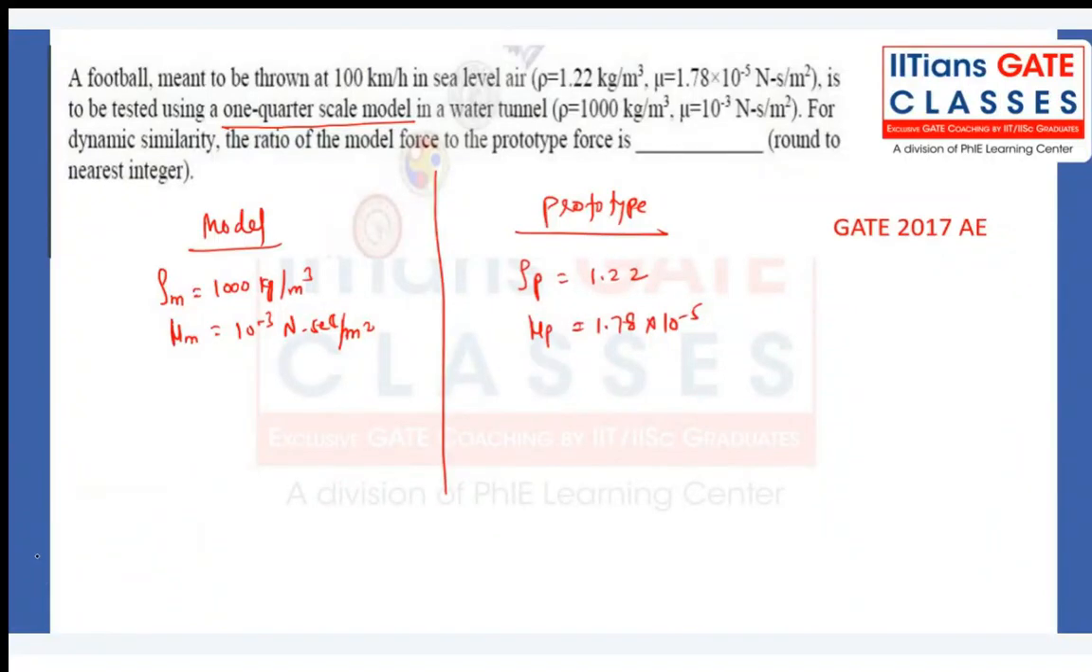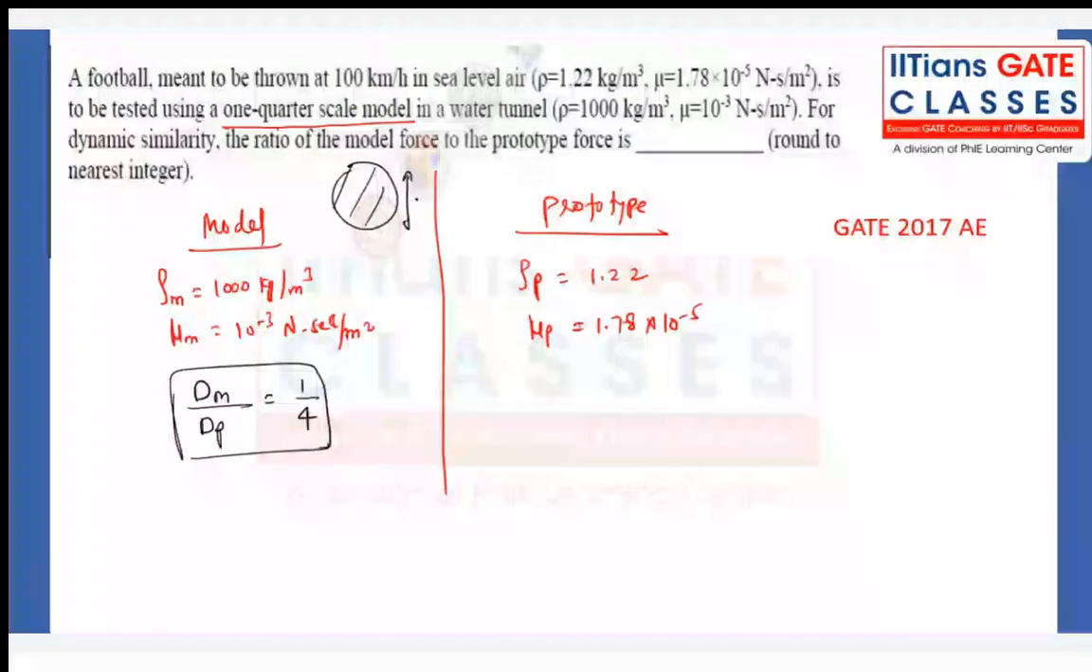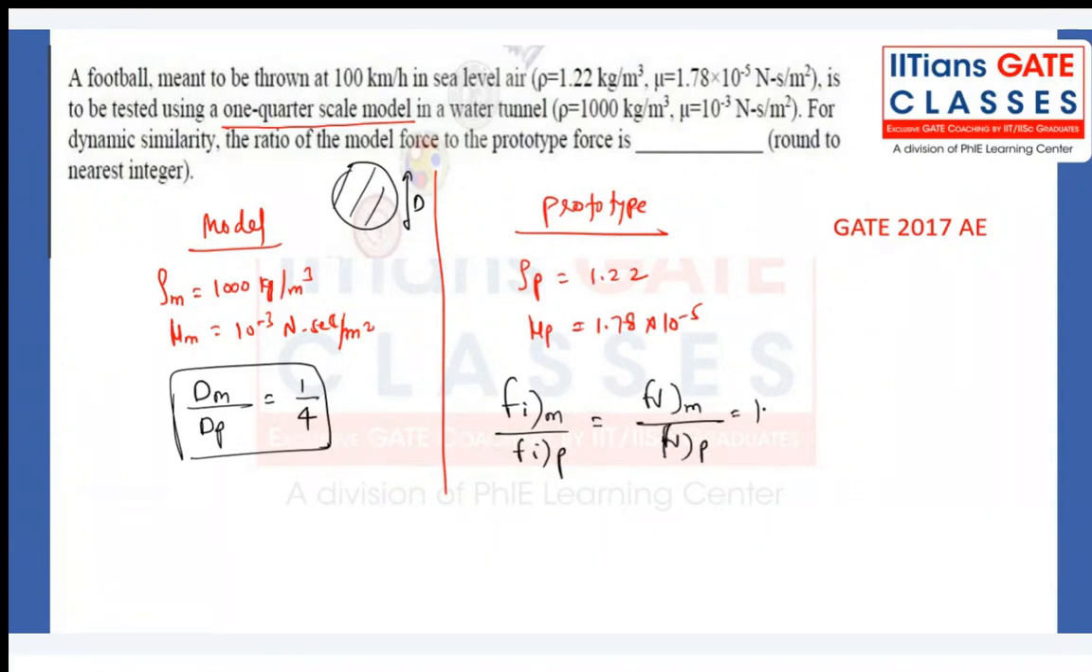Now, what they have mentioned is that the scale model, that means diameter of model to diameter of prototype, is 1/4. Whatever the diameter of the football is for the model and prototype, the ratio is 1/4. The ratio of the model force to the prototype force will be what? I can assume any force, the inertia force or the viscous force, anything, because I know that the ratio of forces at corresponding points should be the same. So either you calculate inertia force or viscous force, it's up to you.